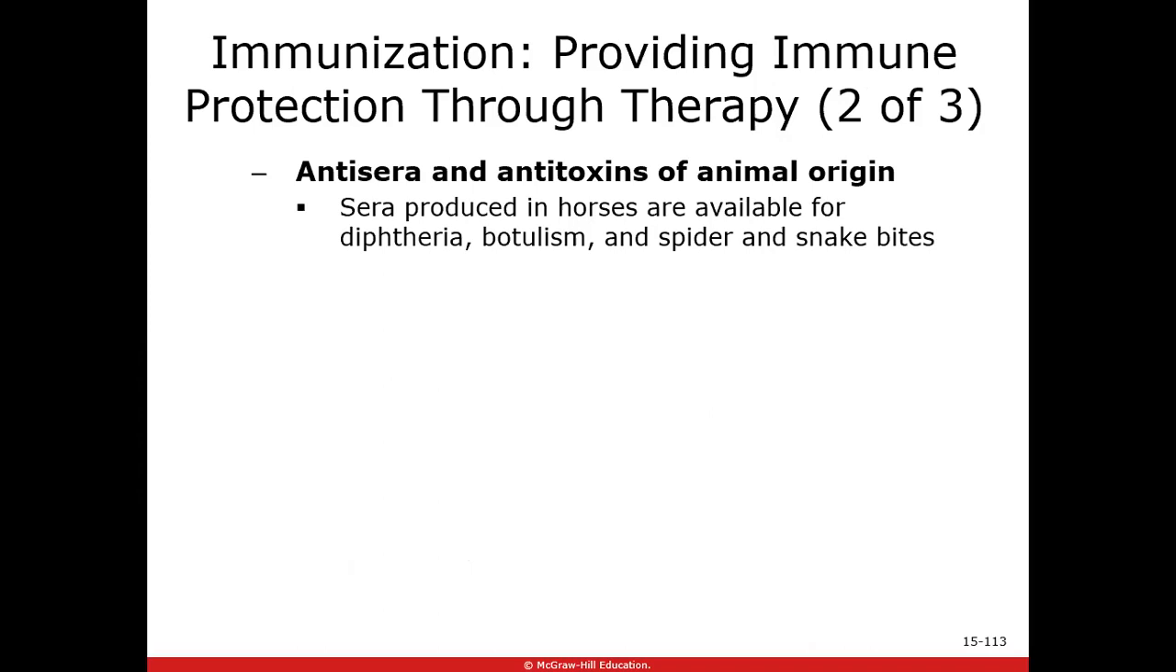So antisera and antitoxins of animal origin. Sera produced in horses are available for diphtheria, botulism, and spider snake bites.